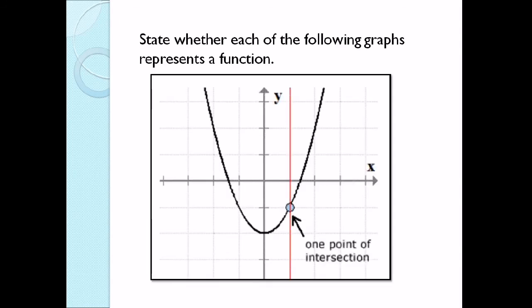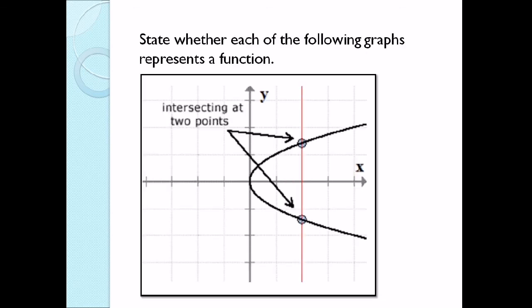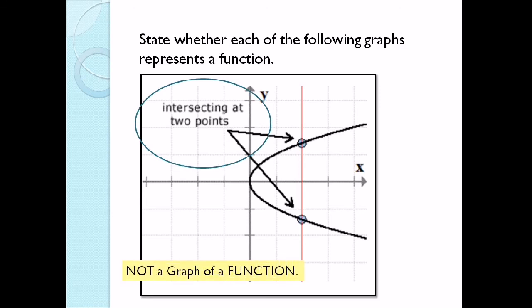Okay, we have here another graph, nagdrawing ng vertical line, then one point of intersection lang, isang point lang yung tinamaan. So, therefore, it is a graph of a function. Last, kung mapapansin, nung nagdrawing ng vertical line, intersecting at two points, so therefore, it is not a graph of a function. So, tatandaan lang na kapag graph, kapag gumamit ang vertical line test at nagdrawing tayo ng vertical line, kapag exactly one point lang ang tinamaan ng line, therefore, that is a function. Kapag two or more intersecting points, therefore, it is not a function.